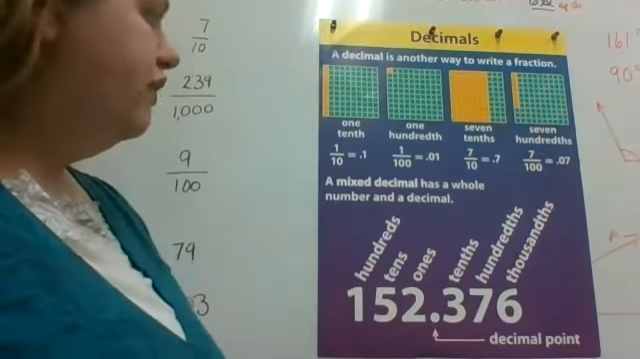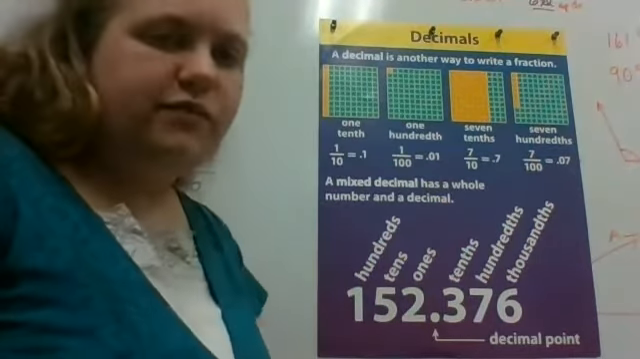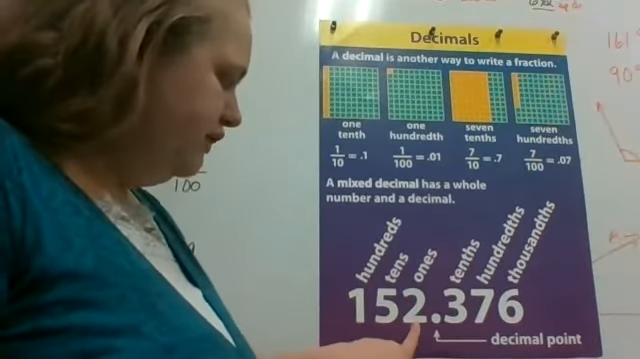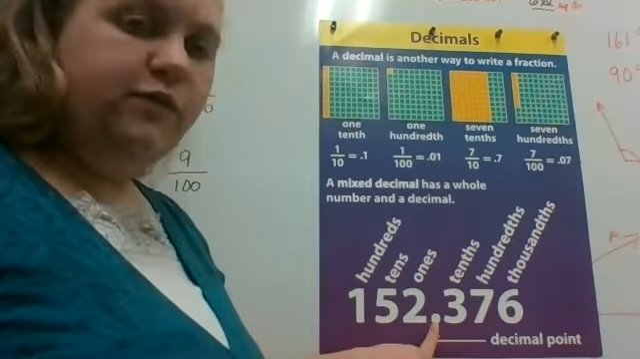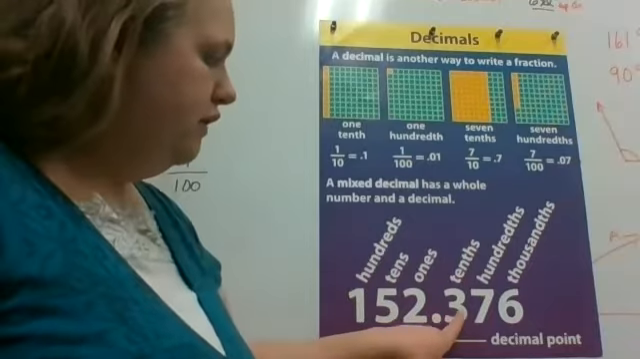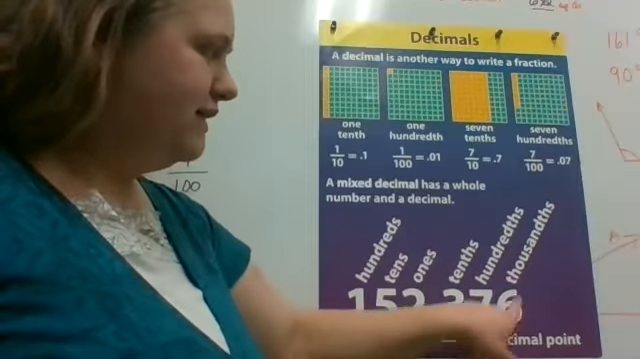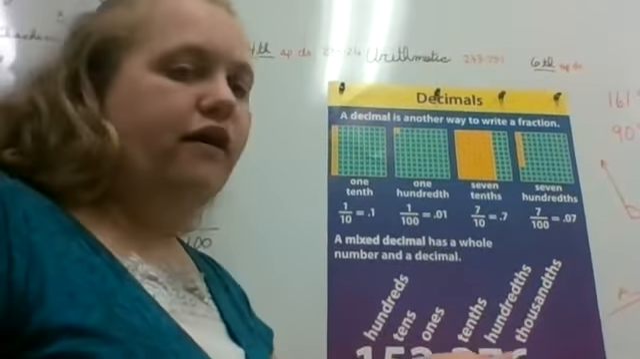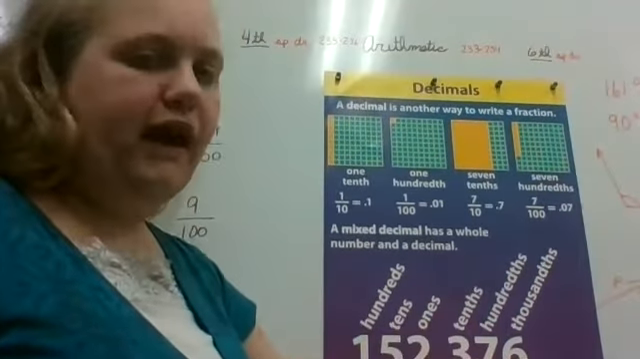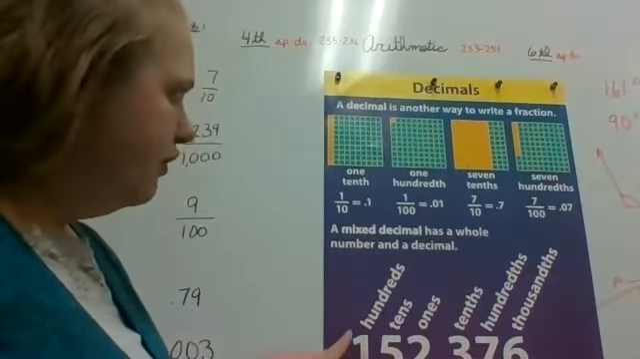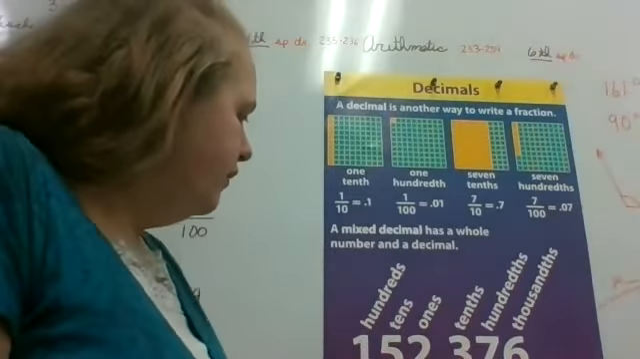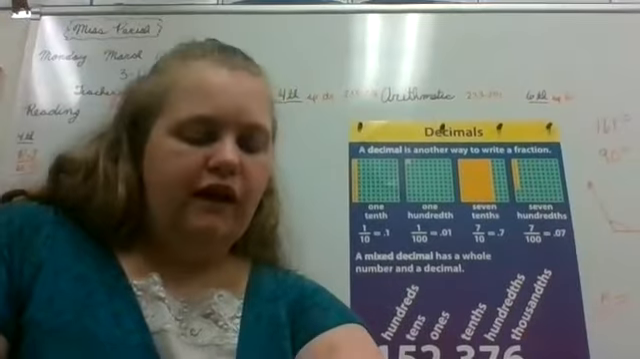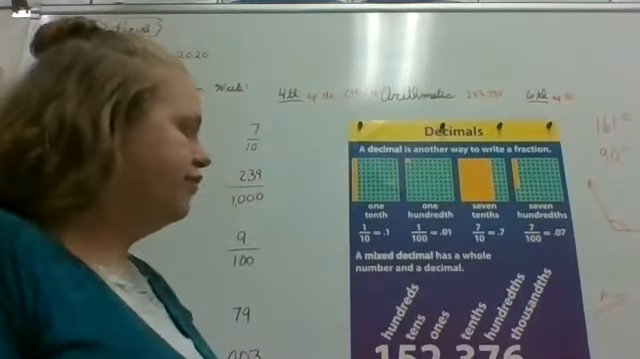Okay, a mixed decimal has a whole number and a decimal, and so we've seen some of those. This one has 152, and the decimal point, we say and, 376 thousandths. We always go with the name of the very last place that we have. And so when we look at a decimal, we want to make sure that we read it properly, okay?